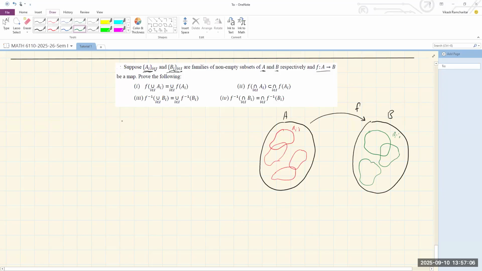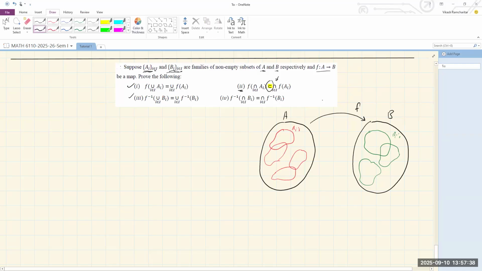So the proofs for the unions and the intersections are pretty much the same idea. I will do the ones for unions, and I will leave it up to you to write the proofs for the ones for intersection. Notice that for the second one, you just have a subset over here.